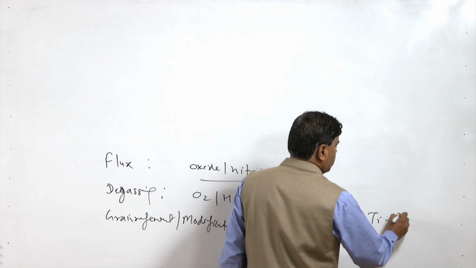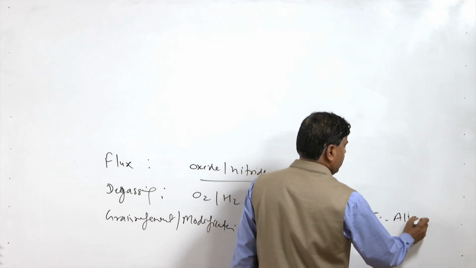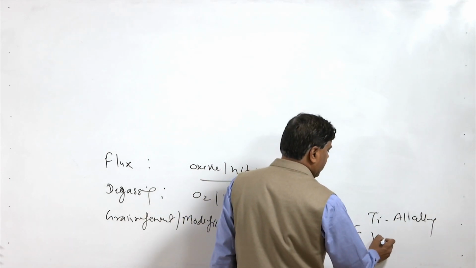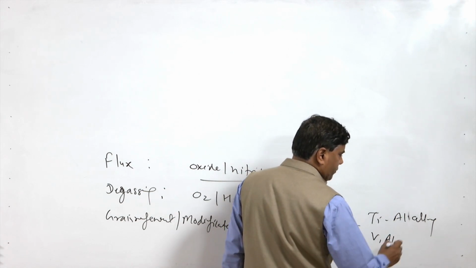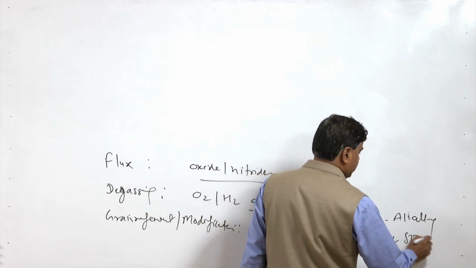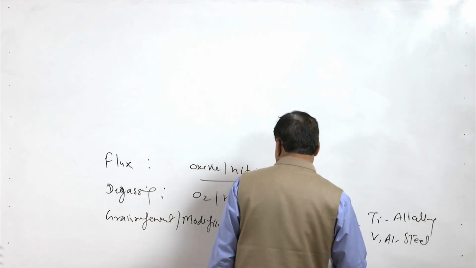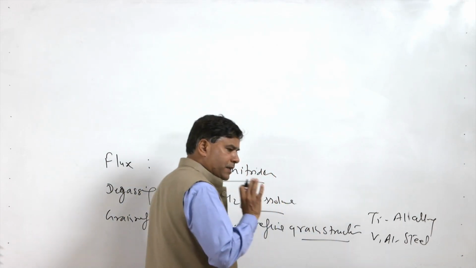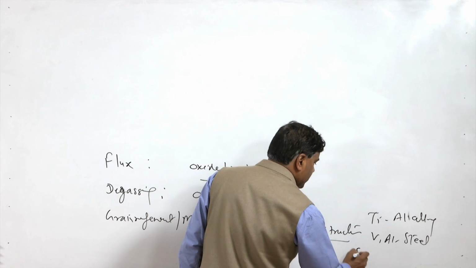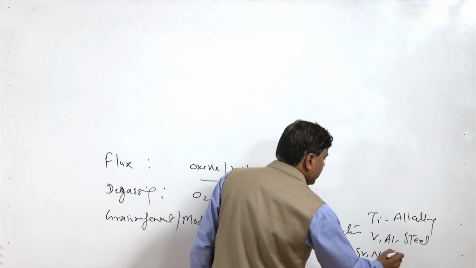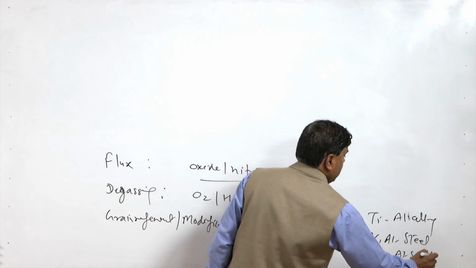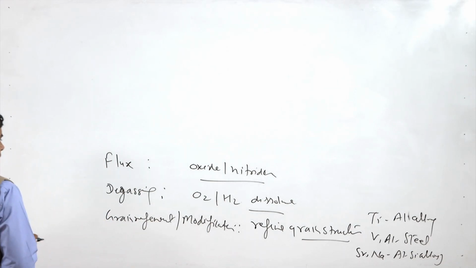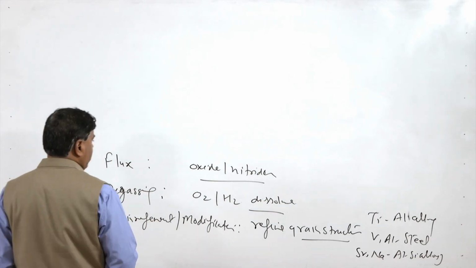like titanium and zirconium in the case of aluminum alloys, and vanadium and aluminum for steels. And for the modification purpose, where certain constituents are refined, strontium and sodium are used in the case of aluminum silicon alloys. These are commonly used in the aluminum foundry industry for grain refinement and modification.